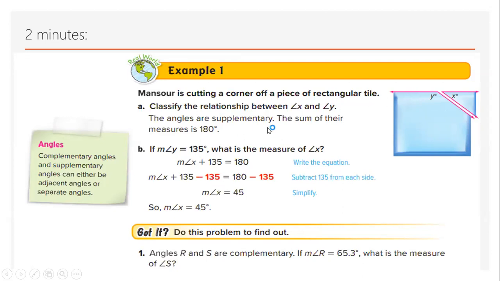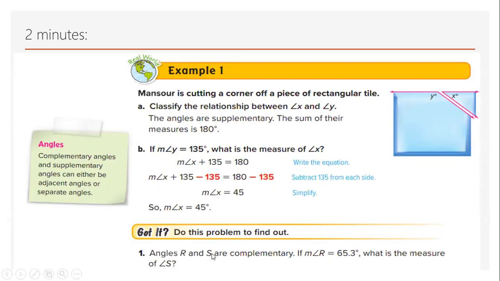and angle Y, as given, is 135. So angle X plus 135 is 180, and then we'll subtract 135 from both sides to find the value of angle X, which is 45 degrees. So the measure of angle X is 45 degrees.